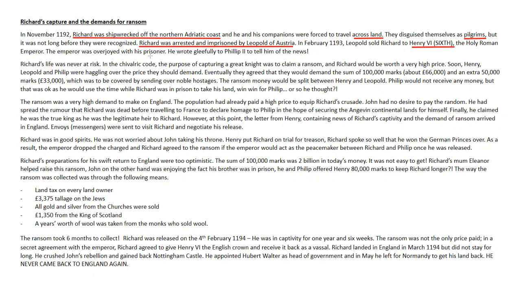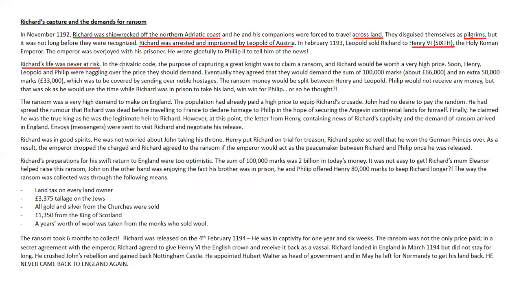The emperor was overjoyed with his prisoner. He wrote gleefully to Philip to tell him of the news. So, Richard was captured by Leopold, sold to Henry VI, and then Henry VI, the Holy Roman Emperor, wrote to Philip to say, I've got Richard. Now, if you're Philip, you're going to be loving life here, because that means Philip has access to the lands that he wants.